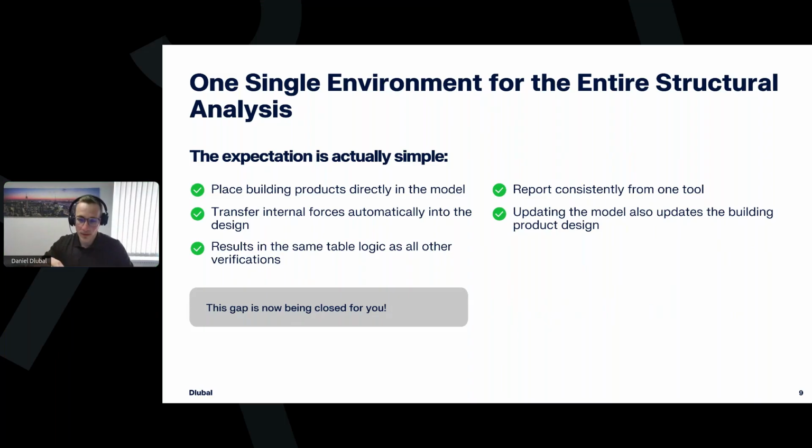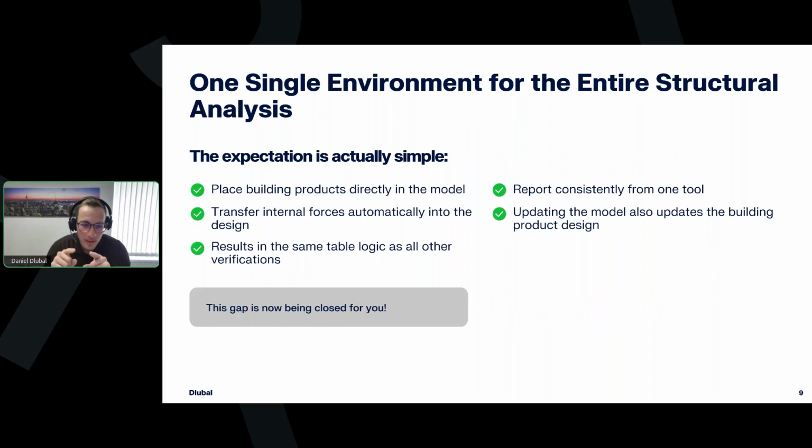So when dealing, in RFEM 6, directly with steel design, concrete design, timber design, and you know already the very transparent design formulas and so on, you have the same feeling in the data table, so in the same table logic. The fourth thing, and also very important, is the consistent report from one tool, so that you don't need to leave RFEM, yeah? That you can still rely on RFEM as one tool. And then as soon as changes are appearing, and now we come to point 5, updating the model also updates the building product design.